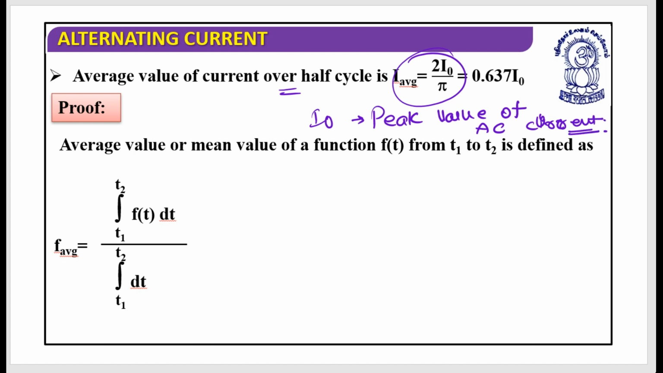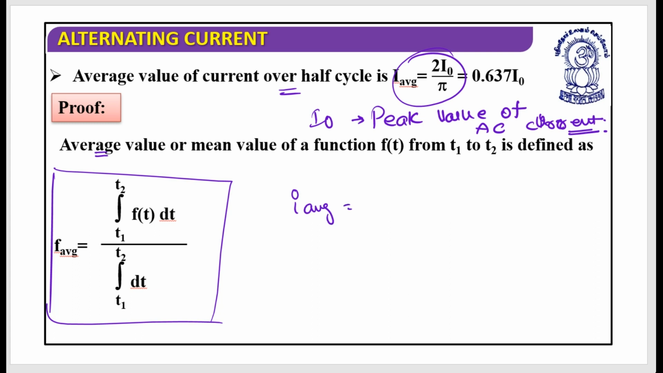Now how could I find it out? If I required the average value or mean value of a function from t1 to t2, we have a standard relation. Even you yourself understand what average value is. If I'm taking an average of something, I will take I1 plus I2 plus I3 up to IN, divided by the total number of samples. So this is the same approach.